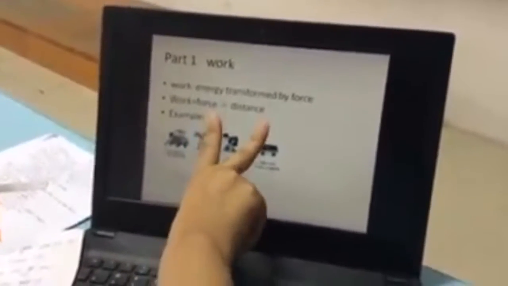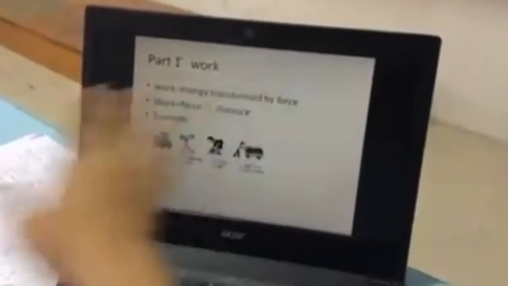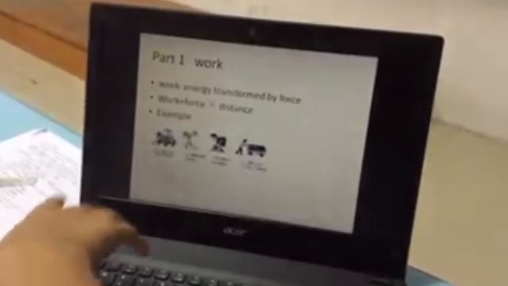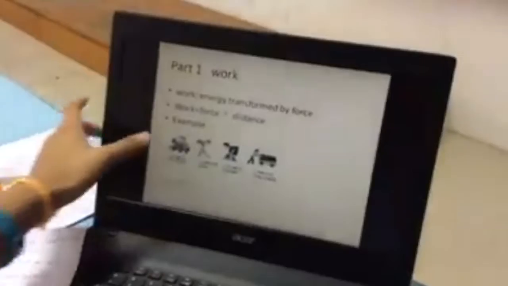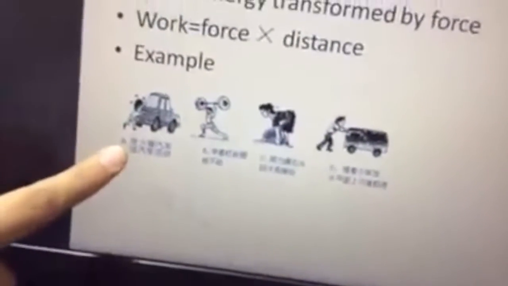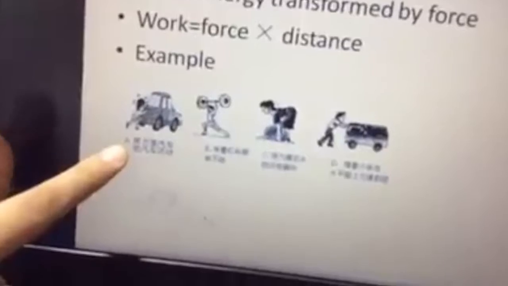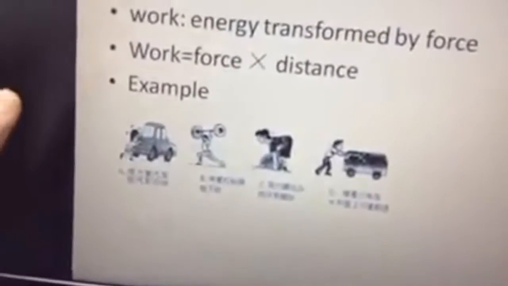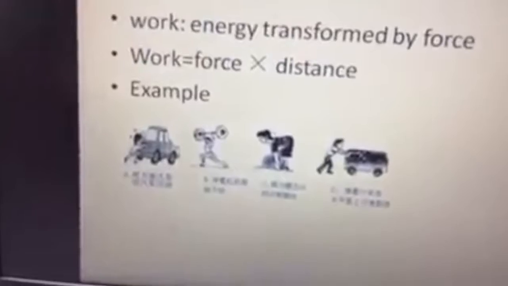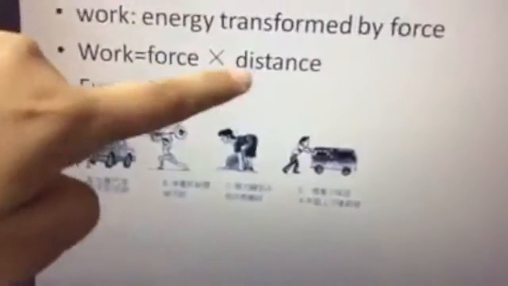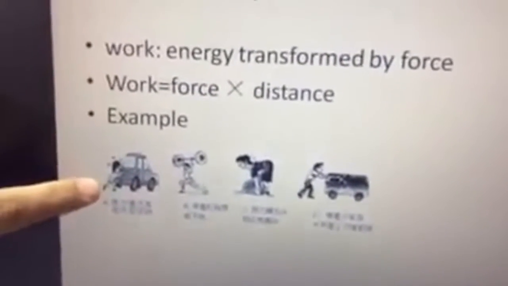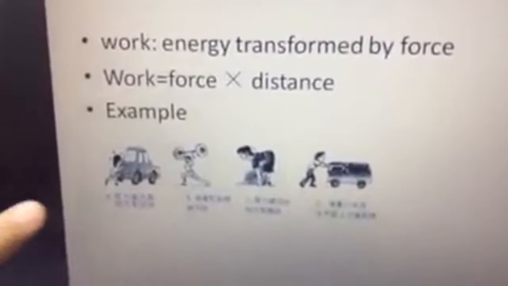There are two factors, and they are really important. They influence everything that happens to work. So here are some examples. The first one: someone pushed the car, but the car didn't move. With these two factors, we can imagine that because the distance is 0, the work on the car is 0, so it doesn't have work.